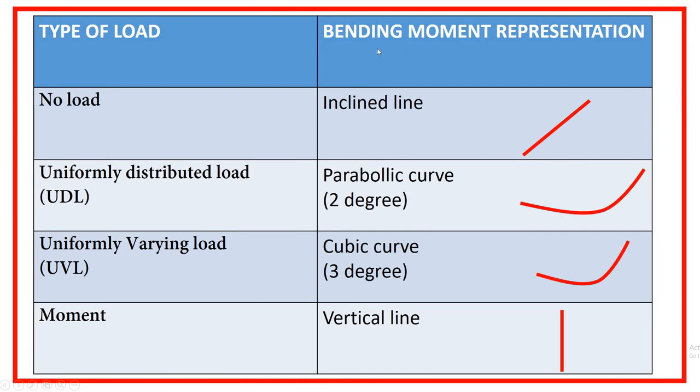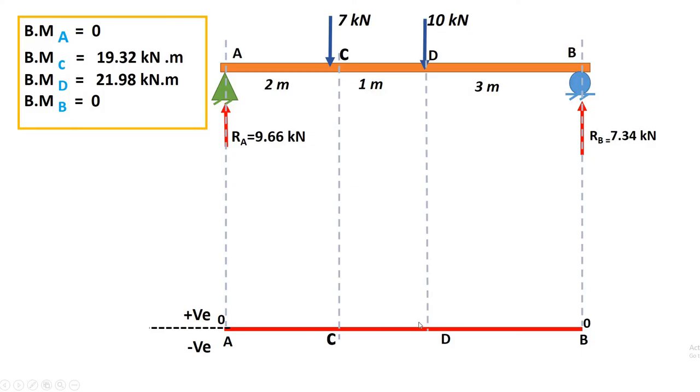Now how to draw the bending moment diagram? If you don't have any load, it is shown by an inclined line. If you have UDL, then it is shown by a second degree parabolic curve, and if you have uniformly varying load, it is shown by a cubic curve of third degree. The moment is shown by a vertical line. Let us draw the bending moment diagram.